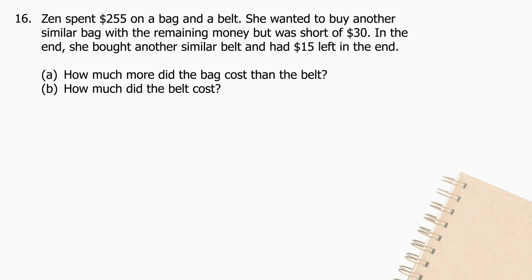Question 16. Zen spent $255 on a bag and a belt. She wanted to buy another similar bag with the remaining money, but was short of $30. In the end, she bought another similar belt, and had $15 left in the end. A. How much more did the bag cost than the belt? B. How much did the belt cost?